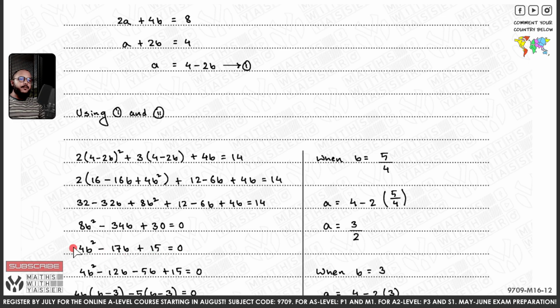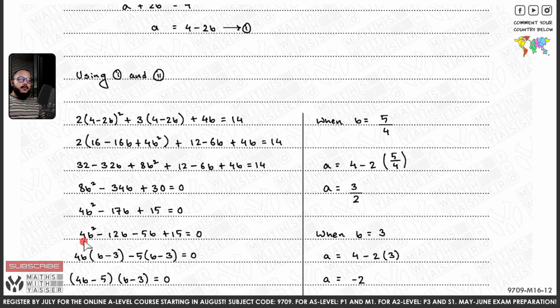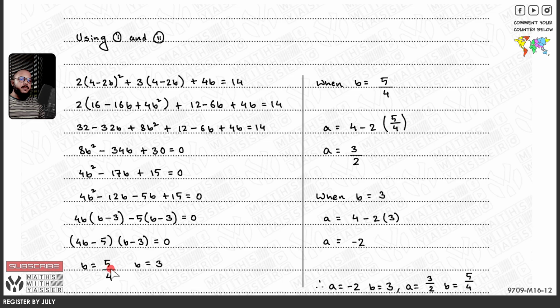And we know that 15 times 4 is 60. At the same time, negative 12 and negative 5 give us negative 17, and negative 12 times negative 5 gives us positive 60. So 4b square minus 12b minus 5b plus 15 equals 0. If we take 4b common, we get b minus 3. And if we take negative 5 common, we again get b minus 3. So the factors are 4b minus 5 and b minus 3. So b must be 5 by 4 and b must be 3.